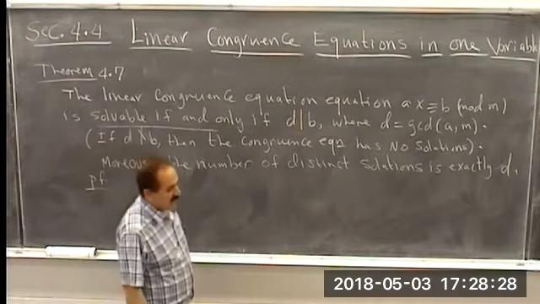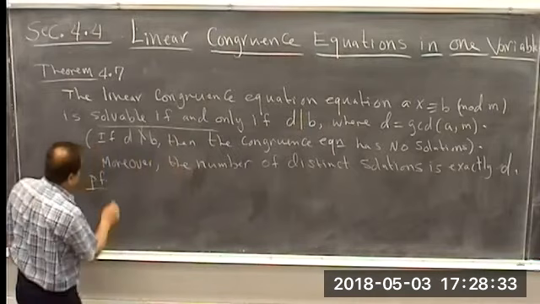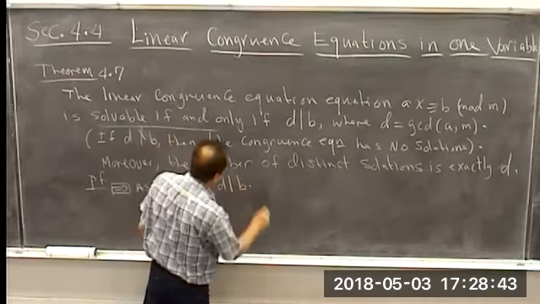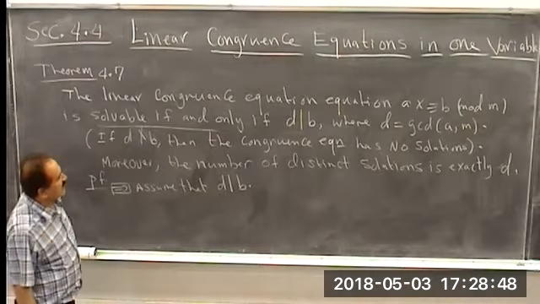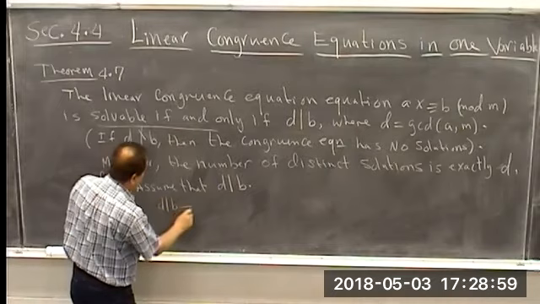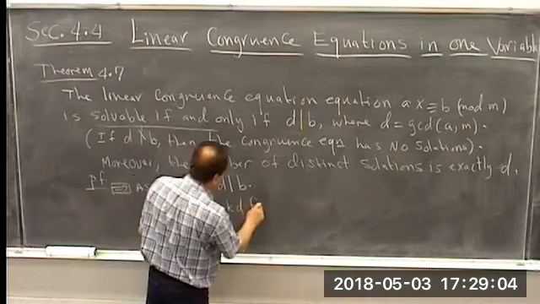Let's start by assuming that D divides B, and what we want to show is that the congruence equation has a solution. So what does this imply? D divides B implies that B is equal to KD for some integer K.